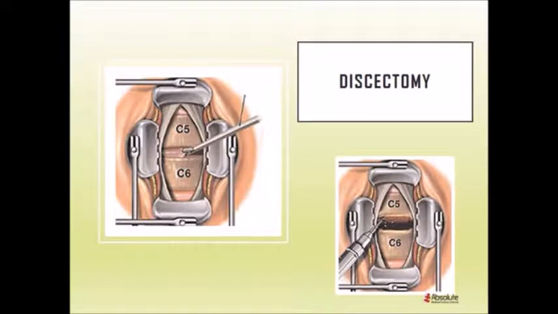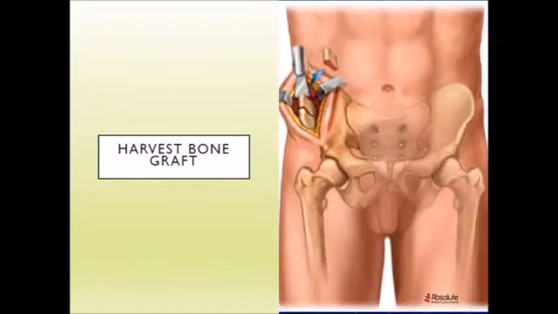The next procedure is the harvesting of the bone graft. Bone grafts are often taken from the patient's own iliac crest. That's this area here. I don't even think you can see that. Let's try. Okay, so there you go. This hardened, bony part has a lot of bone, so it's a great place to harvest.